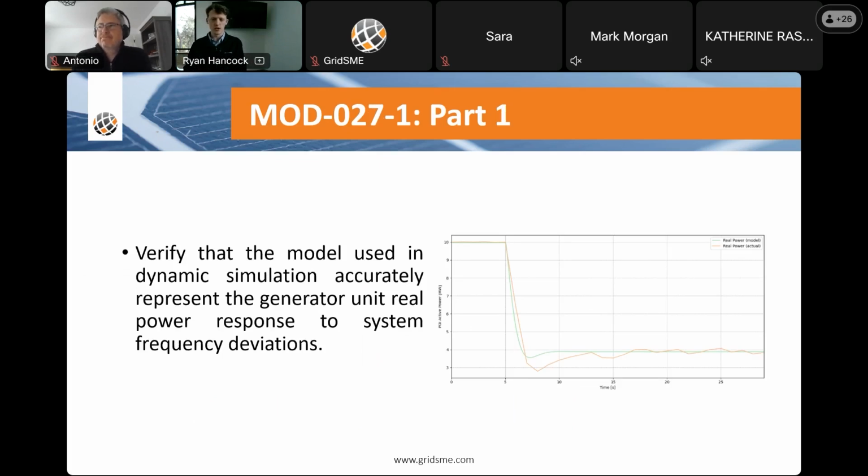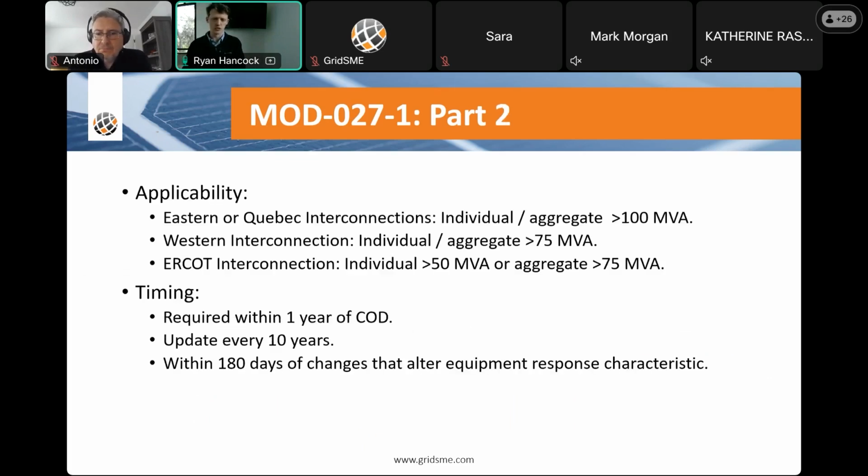On to Mod 27. The goal is to verify that models and model parameters in dynamic simulations accurately represent the generator's real power response to the system's frequency deviations. So essentially, the short version of that is, when frequency changes, how does your real power respond? And once again, we have a graphic on the side of what an output may look like for that. And then similarly to Mod 26, these ones echo each other for applicability and timing. So we'll run through it pretty quickly here.